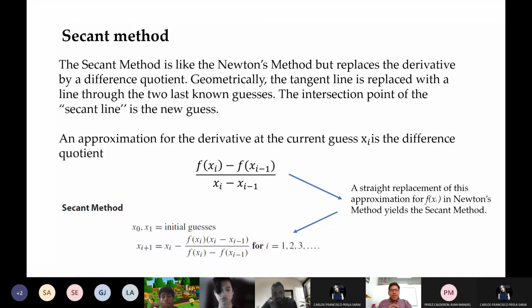Anyhow, in general, if we replace and use this definition in Newton's formula, remember that we have x_{i+1} equal to x_i minus the function divided by the derivative. Right? But in general, we also saw that g1 minus g0 over x1 minus x0 was the definition of the derivative, or the slope of the function. Remember that we discussed that in the previous classes when I showed you the equation of the line.